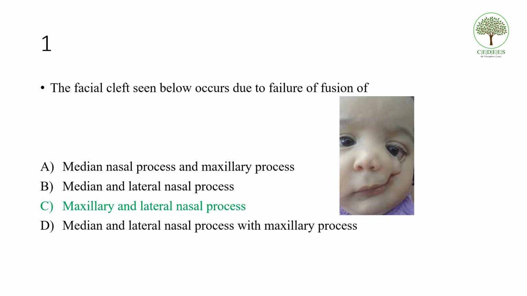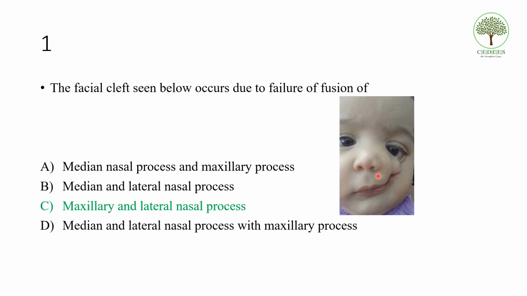Coming to question number 1. The facial cleft seen below occurs due to the failure of fusion of: the options are median nasal process and maxillary process; median and lateral nasal process; maxillary and lateral nasal process; median and lateral nasal process with maxillary process. The student has confusion between options C and D. The answer here is the maxillary and lateral nasal process.